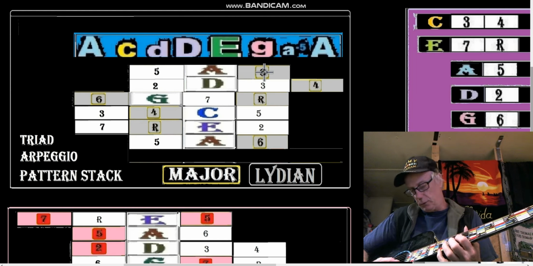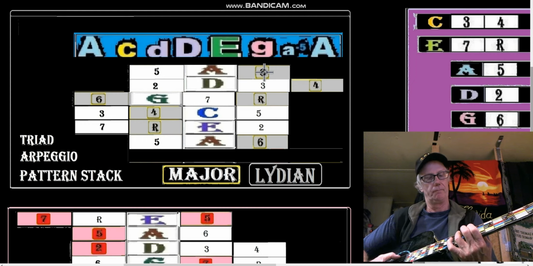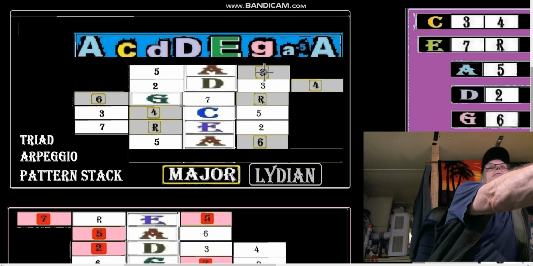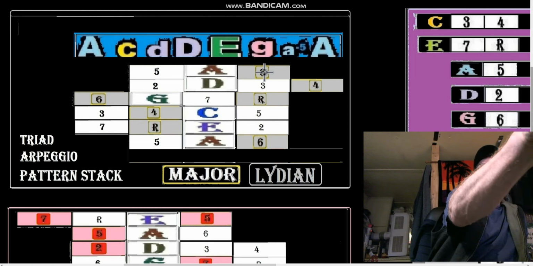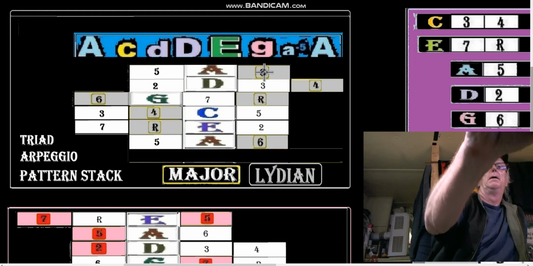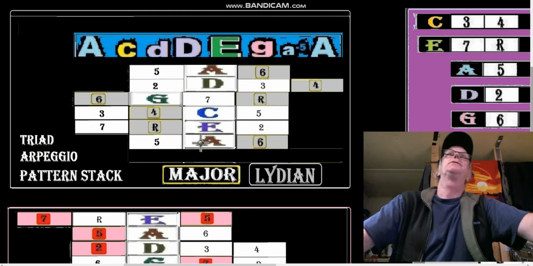It's fairly easy. You're going to have this 4th up here. So that's just like a little thing, making it sound like a little bugle call. You start here. You know, it's a major arpeggio.